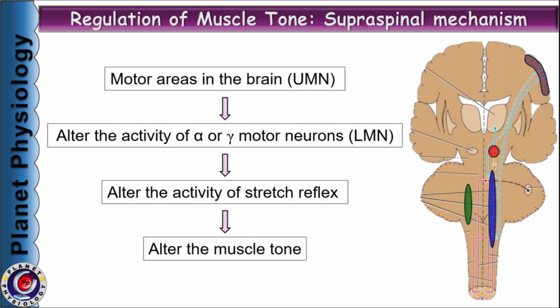These mechanisms include the role of various motor areas in the brain. These areas, via various descending tracts, alter the activity of alpha or gamma motor neurons in the spinal cord. These lower motor neurons in turn modulate the muscle tone by altering the activity of stretch reflex. All these descending tracts which are controlling the lower motor neurons constitute upper motor neurons. The activation of stretch reflex by any mechanism increases muscle tone and its inhibition decreases muscle tone.